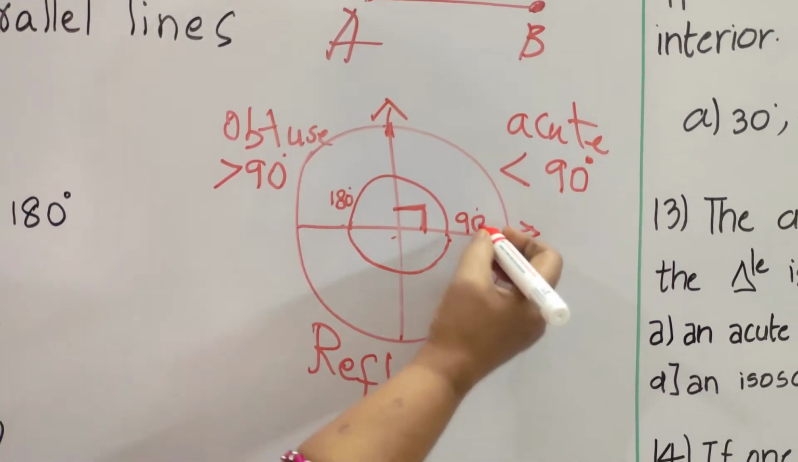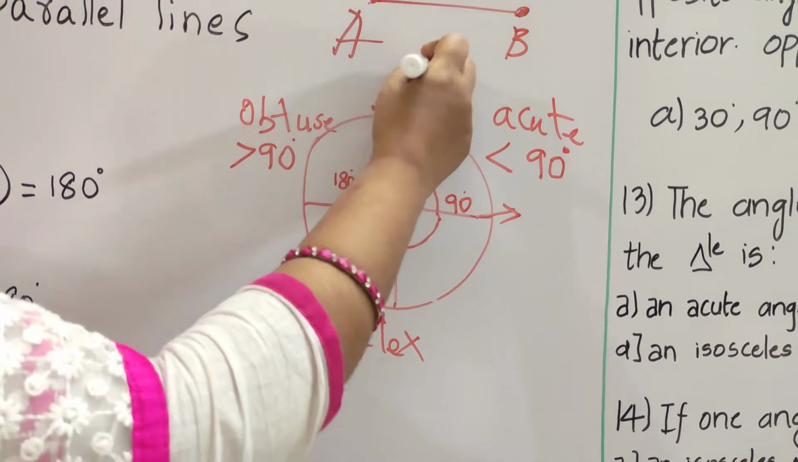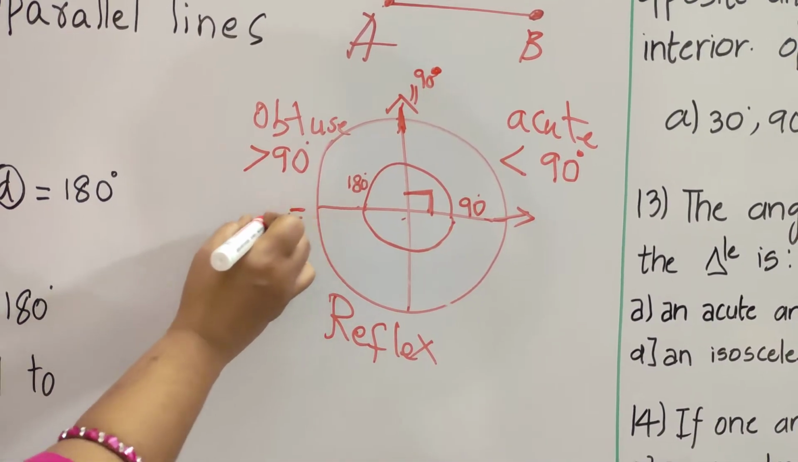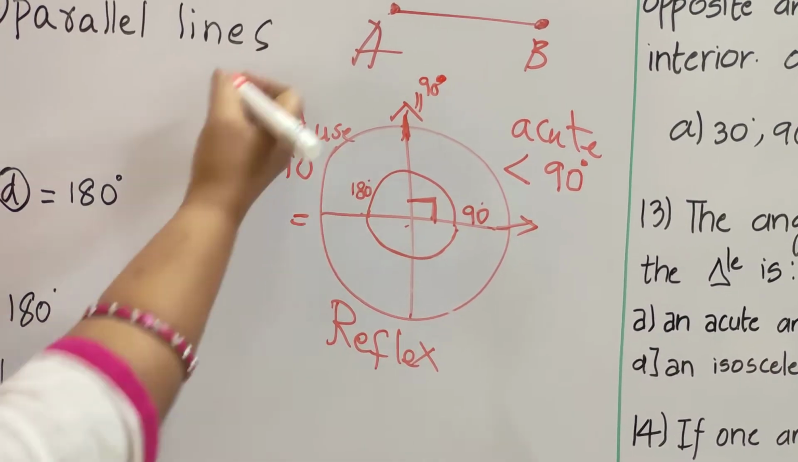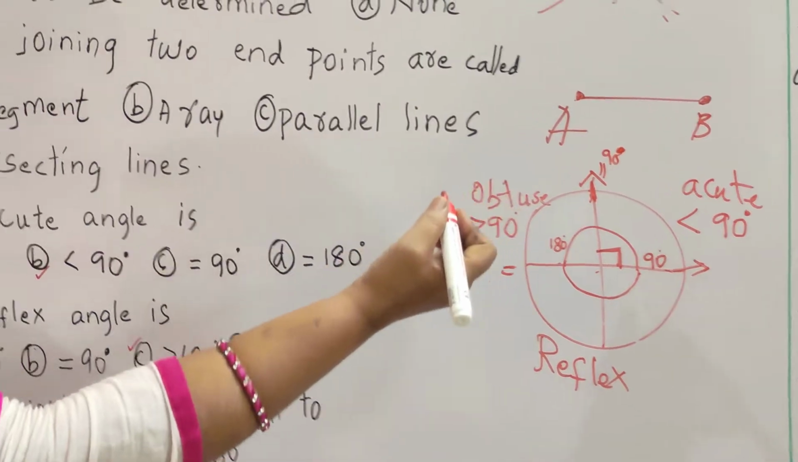And if it is equal to 90, okay, it's a right angle. Equal to 90, right angle. Equal to 180, straight angle. These are the things which you should know in your elementary level. So now questions are based on these.